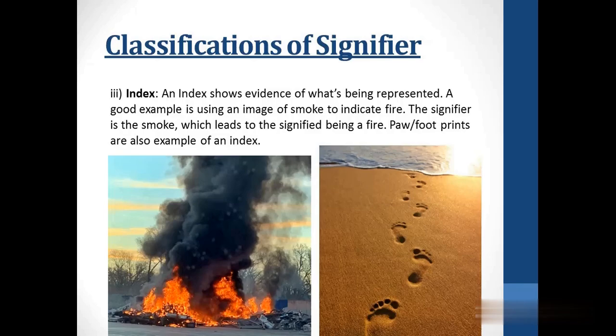The third one is index. An index shows proof or evidence of what is being represented. A good example is using an image of smoke to indicate fire. The signifier is the smoke, which leads up to the signified being a fire. Paw prints or footprints are also examples of an index.